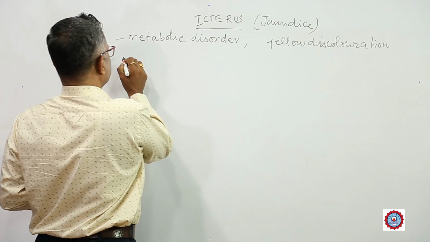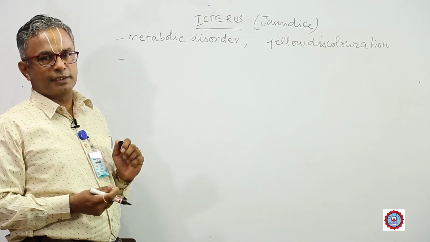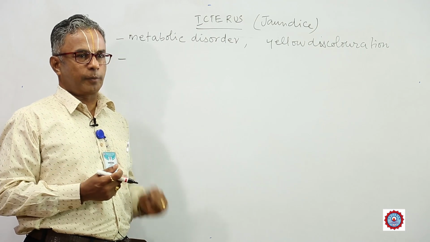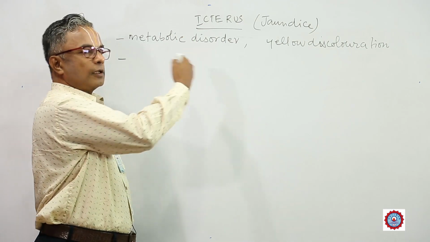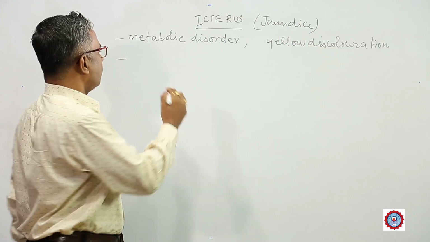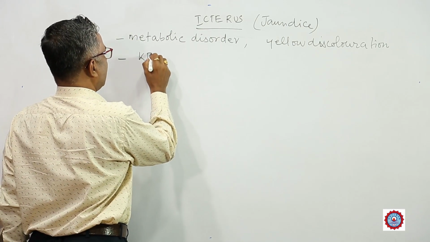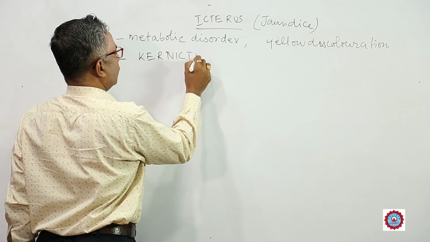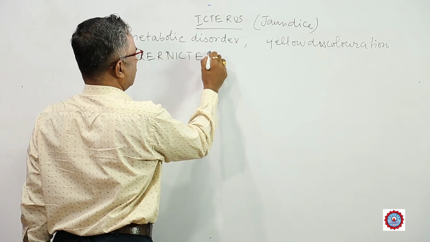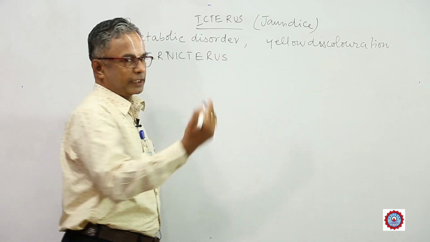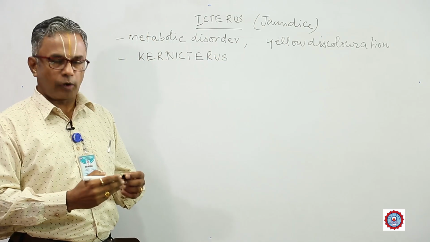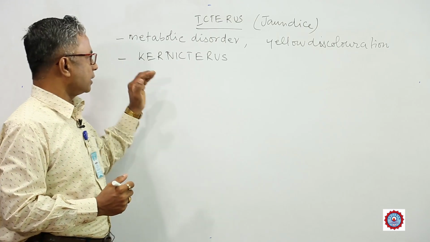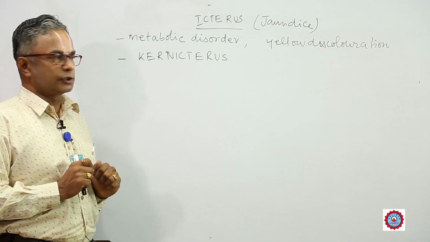Sometimes this icterus in small babies, neonates, just born babies or premature babies, goes and affects the brain, and we call that kernicterus. Kernicterus is nothing but jaundice affecting the small babies, just born babies, neonates or premature babies. So, this is the definition of jaundice.